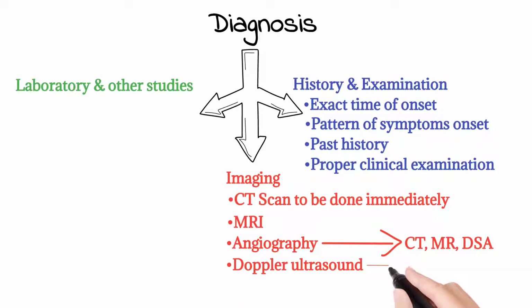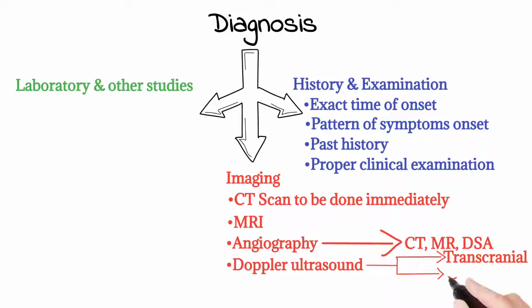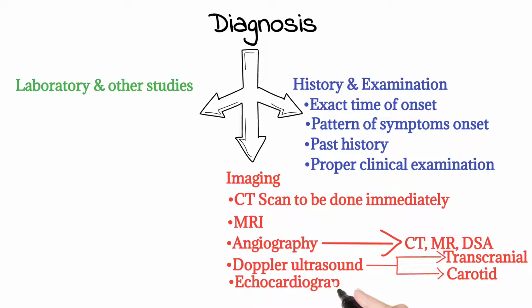Then another valuable investigation is ultrasound Doppler. It may be transcranial Doppler for examining the posterior circulation, or it may be carotid Doppler for examining the carotid arteries, or we can say the anterior circulation. Then echocardiography should be done to rule out a cardiac embolic source, and CT or MRI venography can be done if venous thrombosis is the suspected cause of stroke.